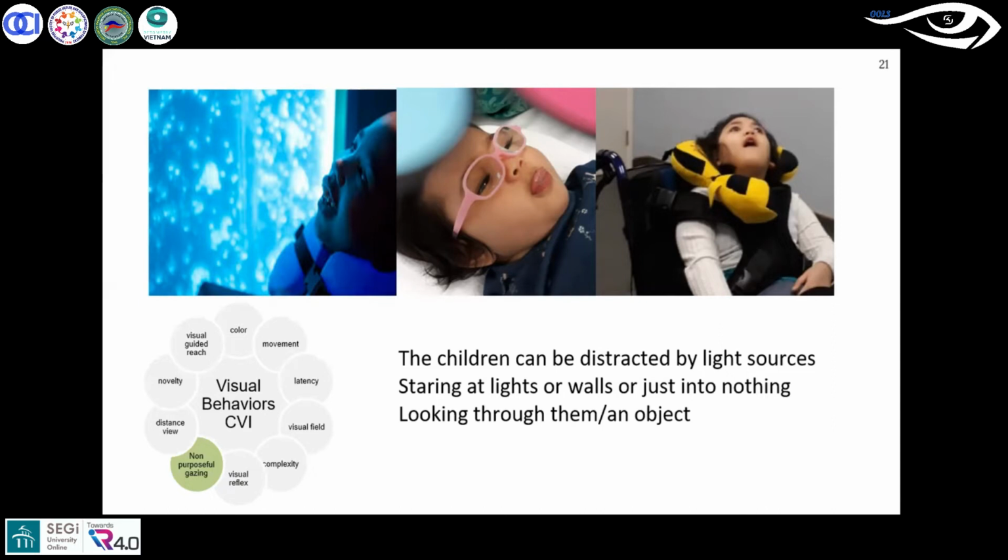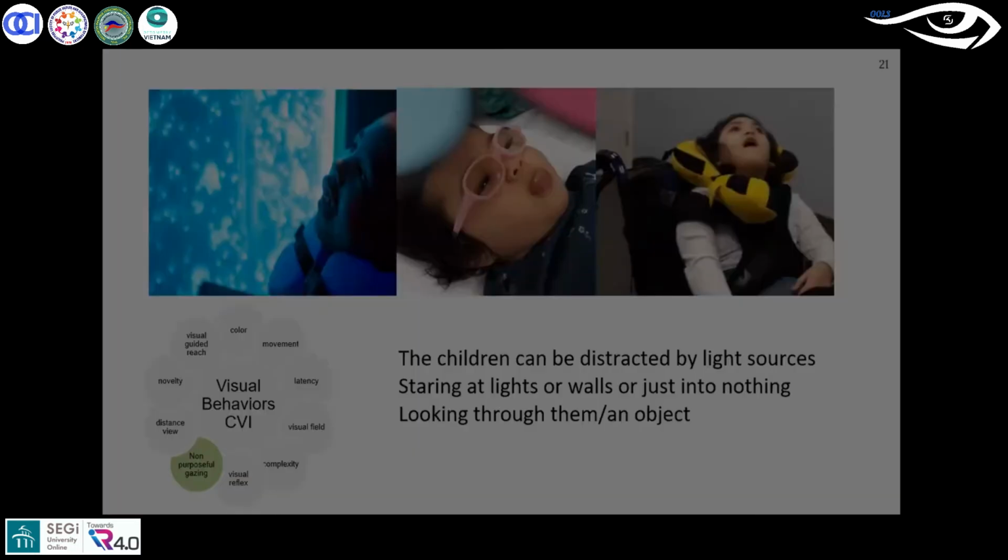So this is very particular to a child with CVI, because the children can be really mesmerized and distracted by the light sources. Like the two children that I show you in this slide, they are having this very particular response when they came to our clinical cubicle for the examination. Whenever we are not giving them any object to look at, they will quickly look at the light.